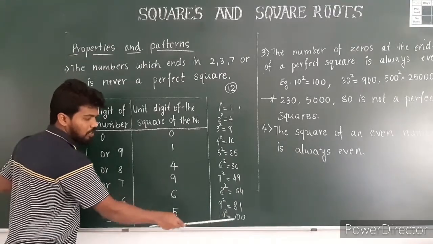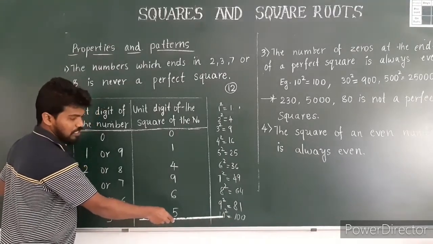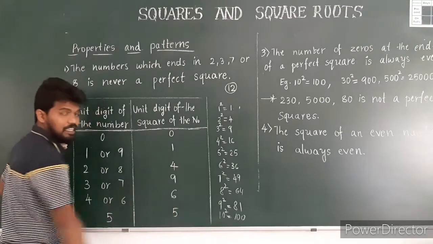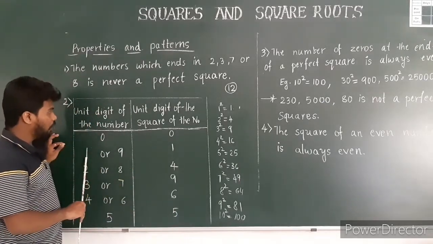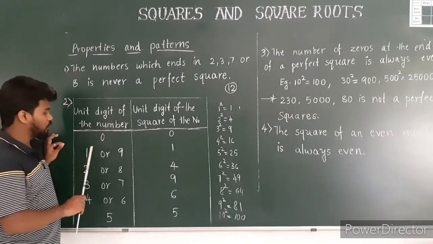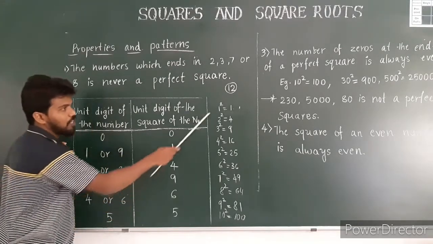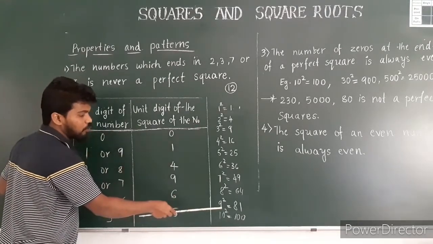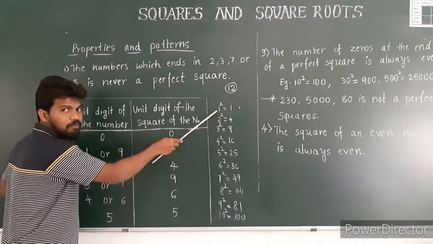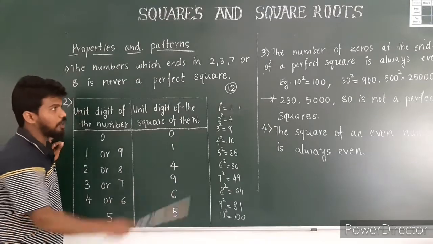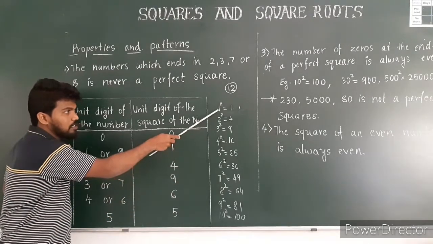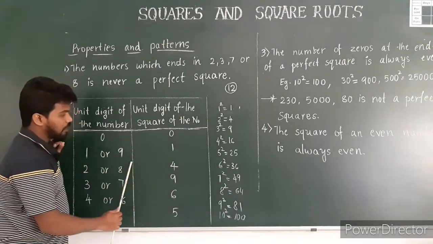So 10 is the number, 100 is the square number, so that is also 0. Now if the unit digit of the number is 1 or 9, I take only one number. Suppose it is 11 and here it is 19, like this. Suppose it is 1 and 9.